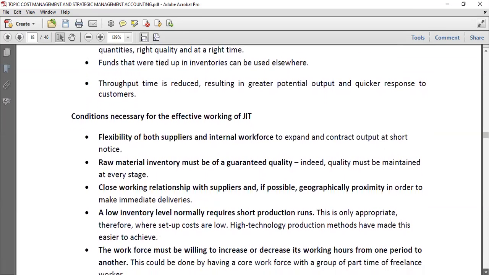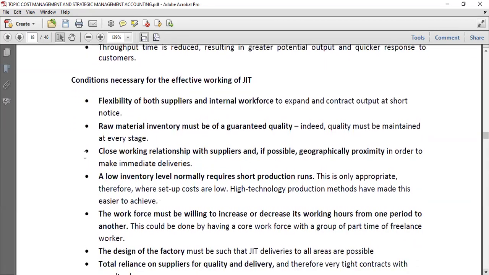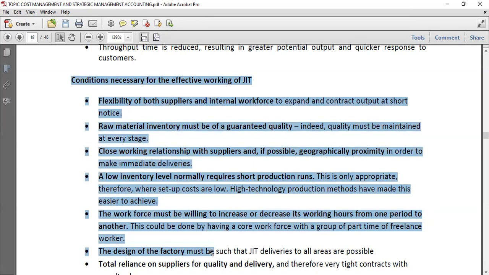So we have conditions that are necessary for effectiveness. The examiner sometimes loves this question: the conditions that are necessary for effective working of the JIT system. Remember, we are saying that we should have inventory when we need it, and we should have the customer ready to take up our finished product. So we have conditions that can help us achieve that.